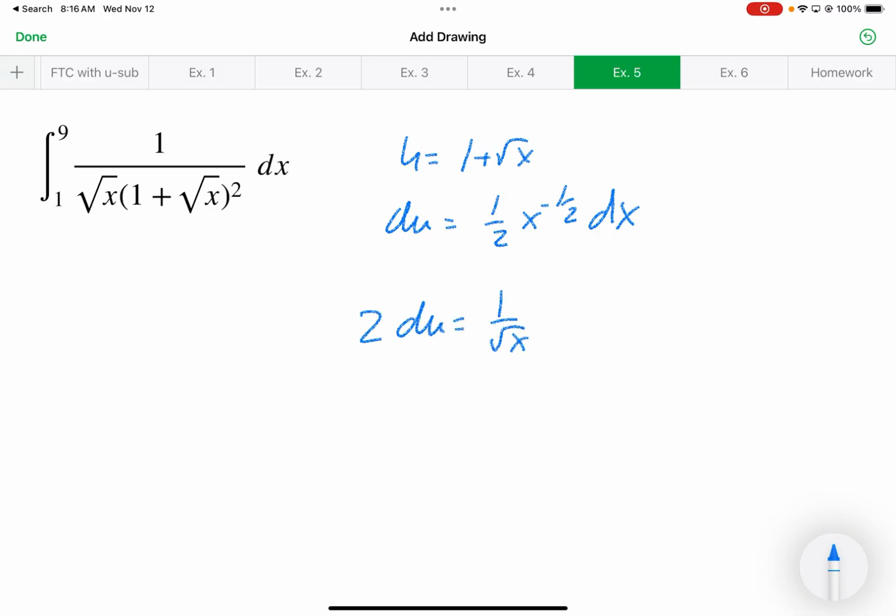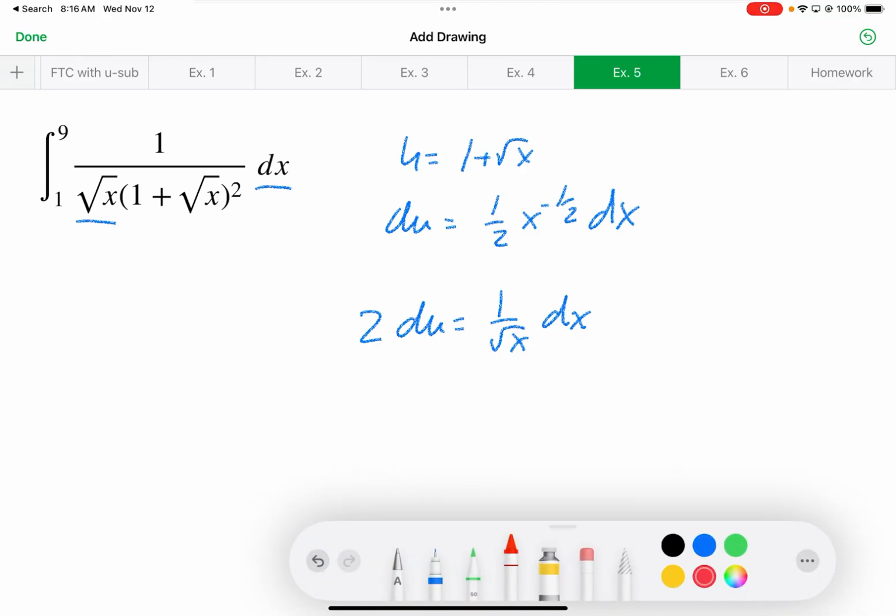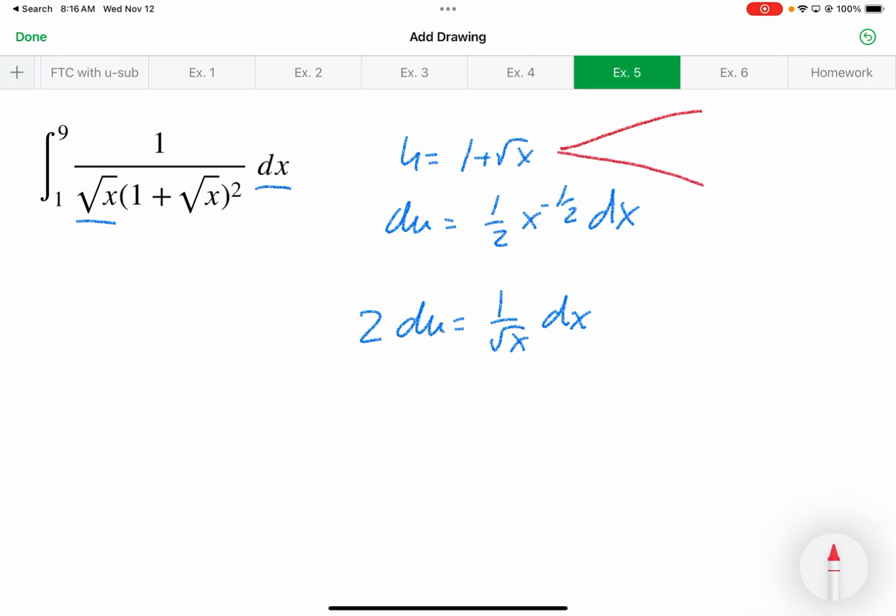1 over square root of x, if we really want to pick out those pieces. So we've got the dx. We've got the 1 over square root of x. So that's really good. Cool. Let's figure out what my limits are. All right, so then u is going to equal 1 plus square root of 9. So 4. And then for my lower limit, 1 plus square root of 1, which is going to give me 2.